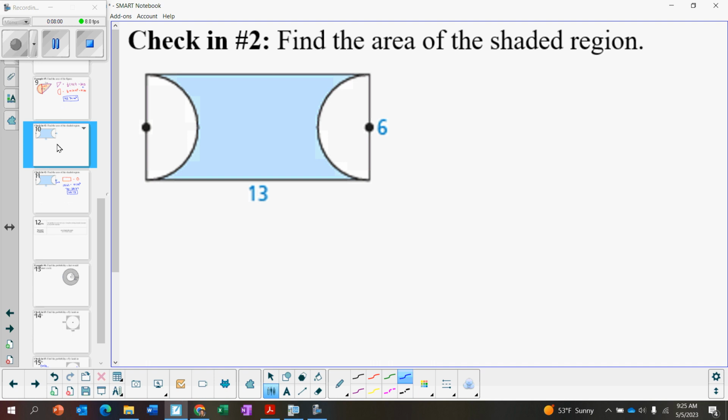You're going to try the next one. Find the area of the shaded region. Pause. When you're ready to see the answer, hit play.